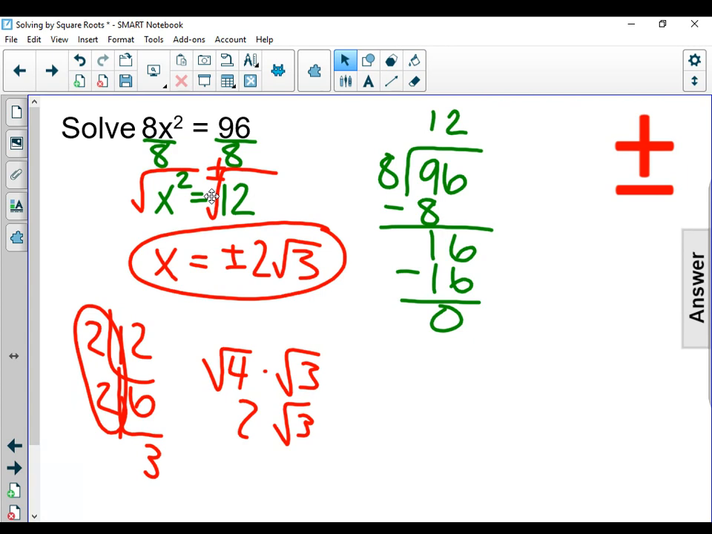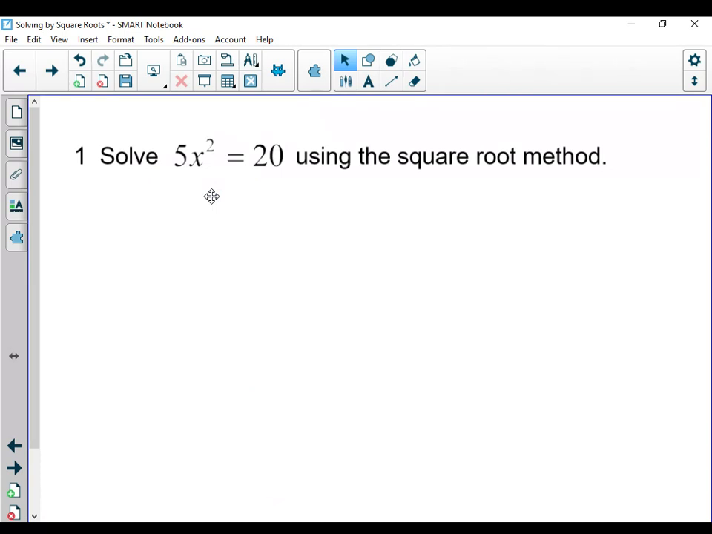But if I don't have a b value or an x, that's kind of like my hint to solve by square roots, okay? You're going to get to the end of this chapter where you're going to be like, now, how do I know which method I use? Okay, so I'm trying to give y'all little hints as you go along, which one's the best for me to use for which situation, okay? All right, let's try this one.